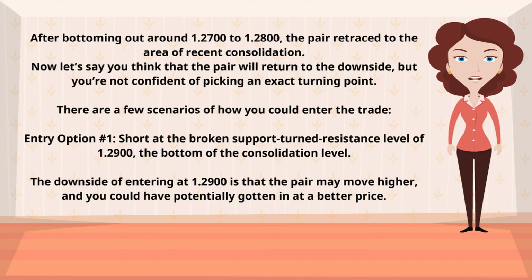After bottoming out around 1.2700 to 1.2800, the pair retraced to the area of recent consolidation. Now let's say you think that the pair will return to the downside, but you're not confident of picking an exact turning point. There are a few scenarios of how you could enter the trade. Entry option number 1, short at the broken support turned resistance level of 1.2900, the bottom of the consolidation level.